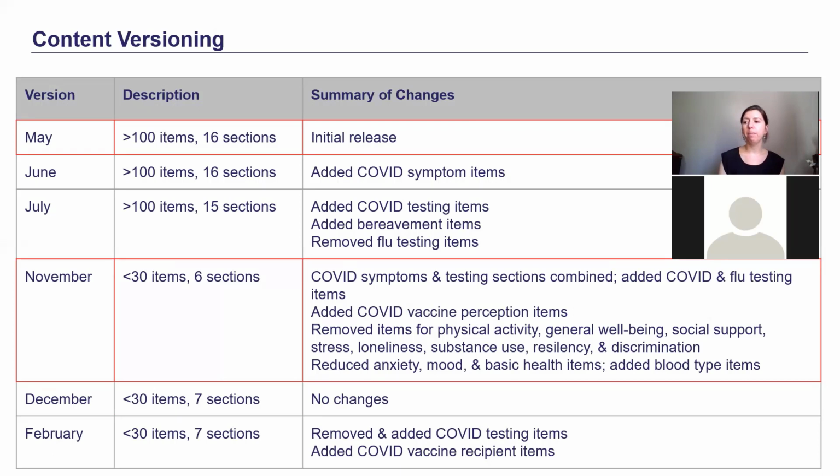So for example, one of the major elements we added was COVID vaccine perception and hesitation items. In December, we actually had no changes. So the November and the December surveys are exact matches of each other. And then in February, we added some items about administration of the vaccine. So whether or not a participant received a vaccine, and if so, the type.